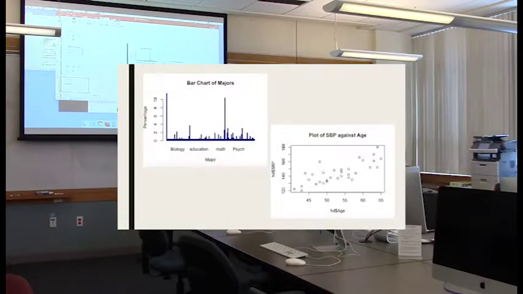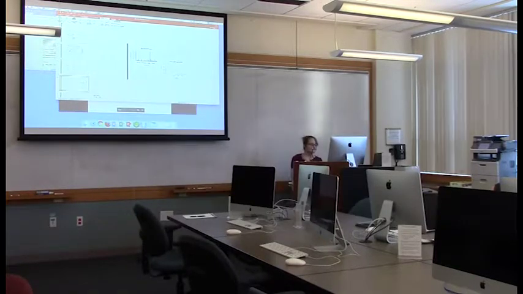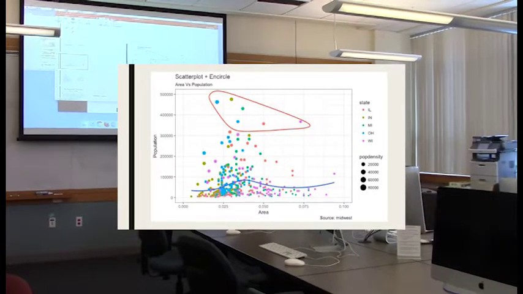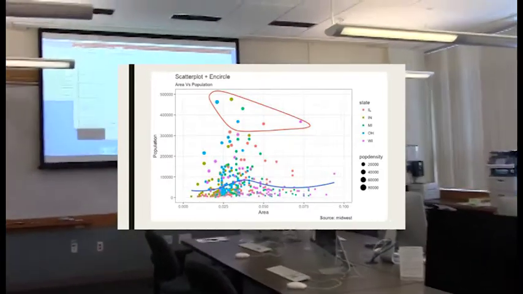These are just a couple of examples of much simpler plots. Obviously, it makes the basic bar chart, basic scatter plot. And then you can also combine different kinds of plots, so you have a scatter plot with an in-circle on it, showing you the outliers and then the basic trend.